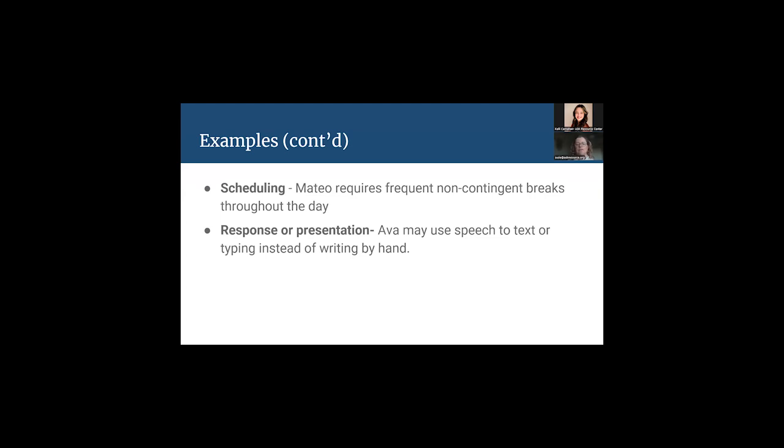The next two, one is scheduling. Mateo requires frequent non-contingent breaks throughout the day. So these are just things that are in our student schedule regardless of how that student's day is going. And then another example of an accommodation is response or presentation. Ava may use a speech to text or typing instead of writing by hand. So these are all sorts of accommodations that can be written into an IEP. These are just examples that we have come up with. You know your son or daughter the best, and so you'd be able to really help think about what are some things that will really help level the playing field for your child.